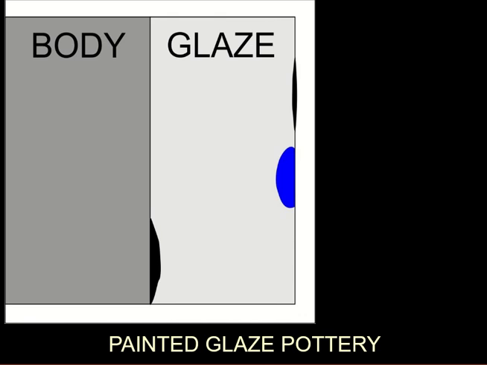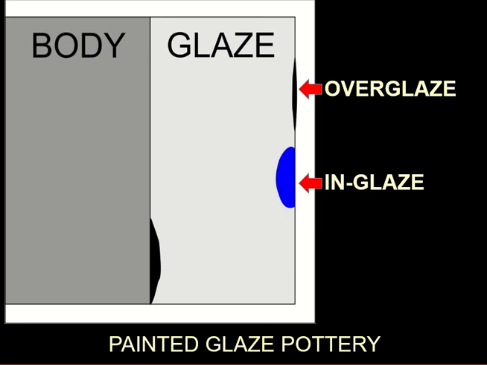So we have 3 main ways of applying paint onto glazed pottery. Overglaze painted wares are applied to an already fired glaze. They sit right on the surface of the glaze and sometimes actually stand proud on top of the surface of the glaze. They actually have relief. In-glaze painted pottery have the paint applied to an unfired glaze, and the pigment will sink completely into the glaze as it is fired.